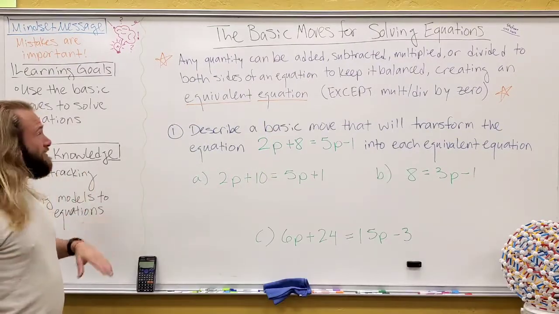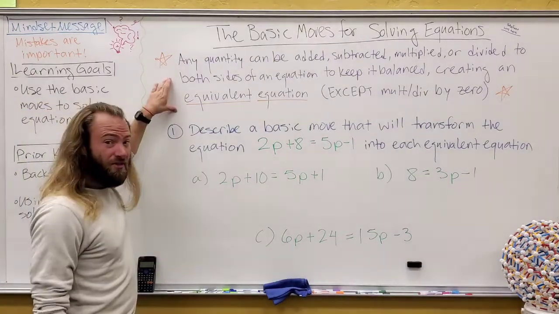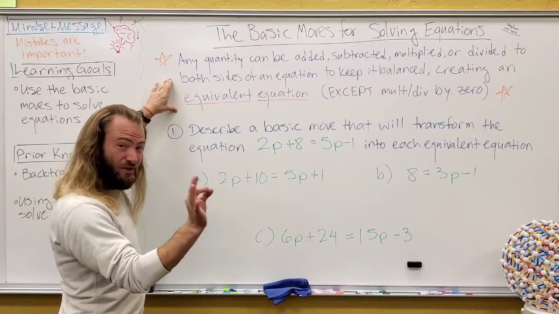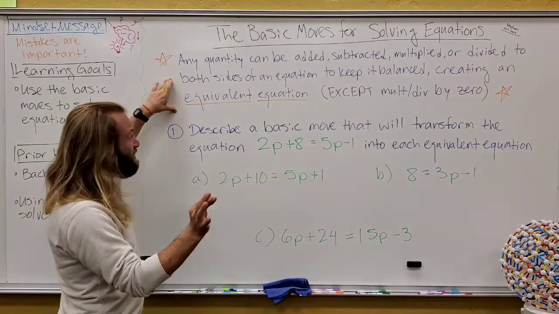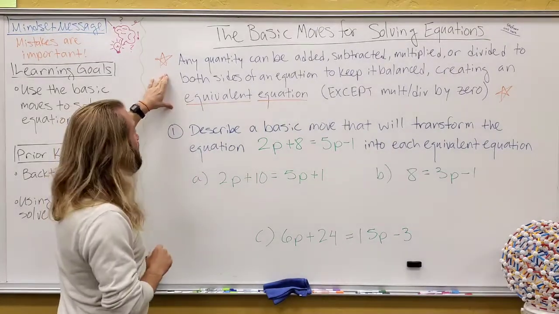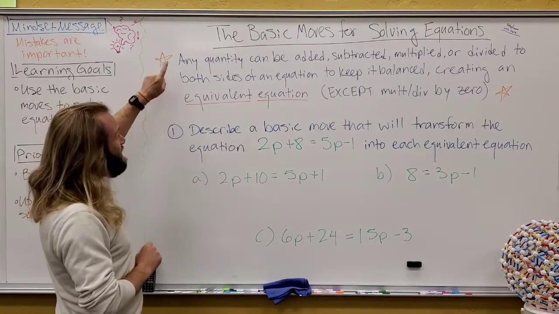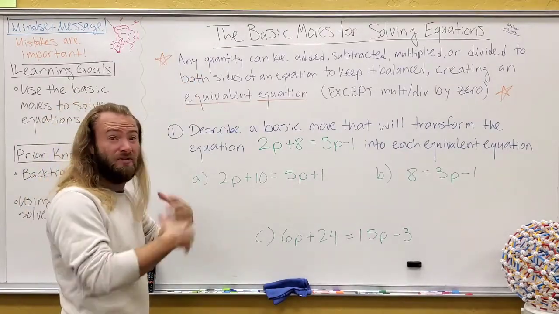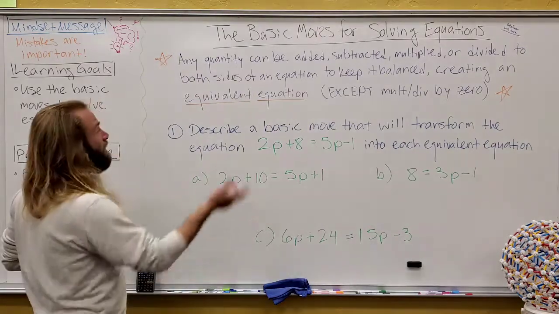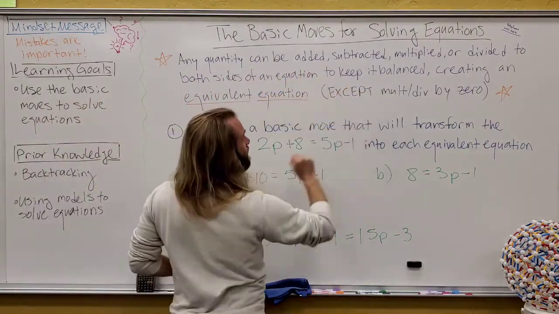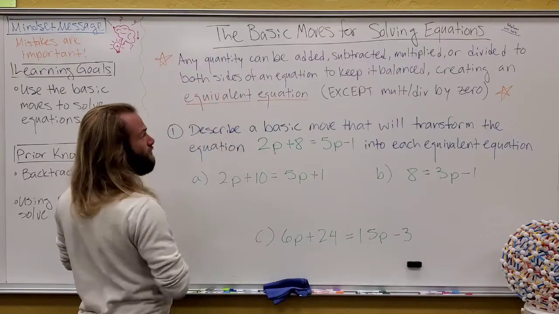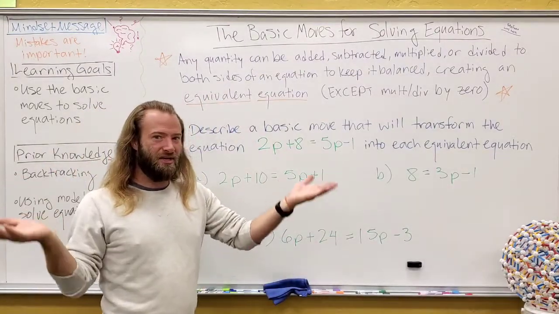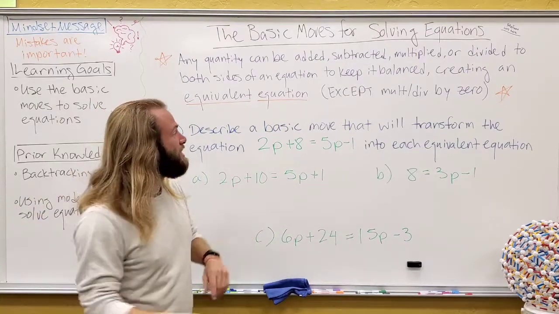So to start things off today, here's the most important thing we need to remember for this whole entire lesson. It's really important you have this written and that you carefully use this rule. Any quantity, okay, so that could be a single number, it could even be a variable, can be added, subtracted, multiplied, or divided to both sides of an equation to keep it balanced. Remember those models, they helped us show the idea of balance.